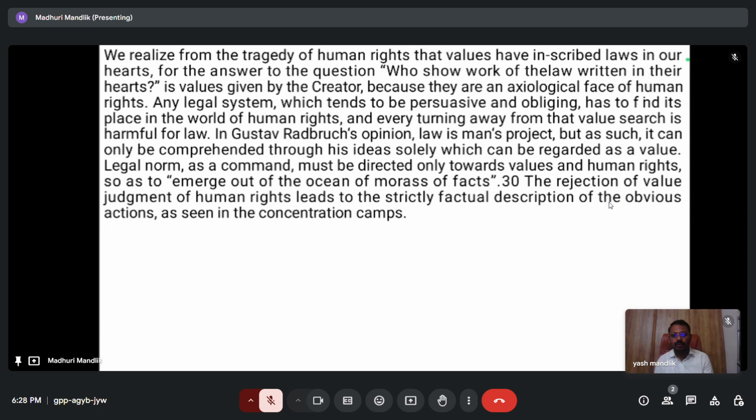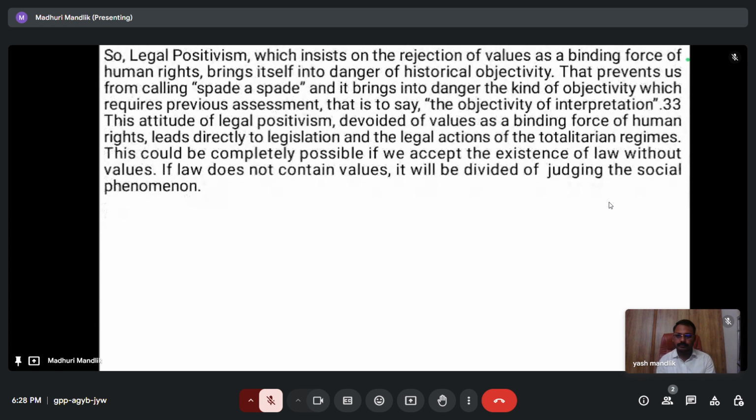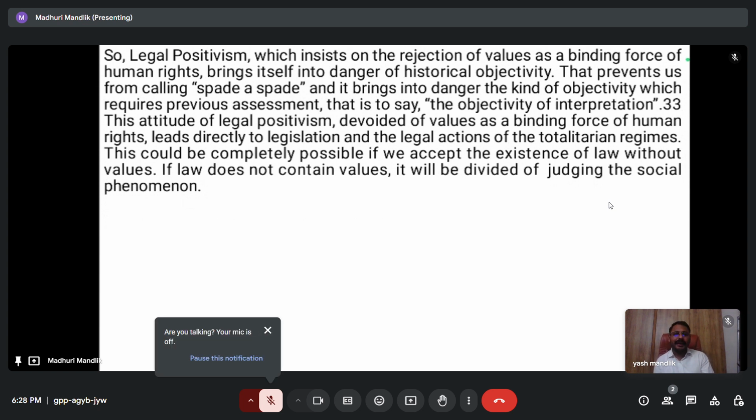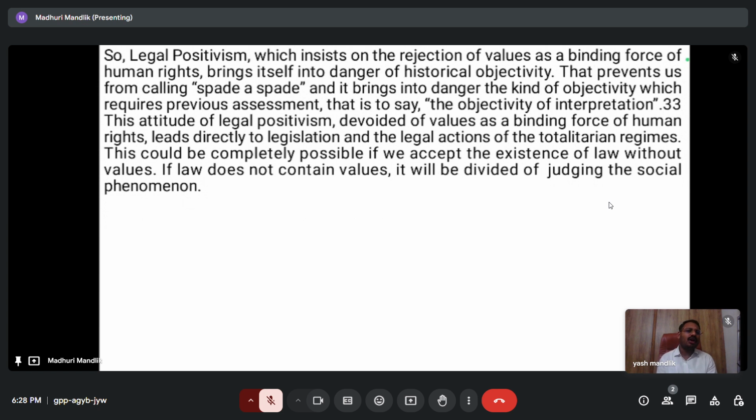The rejection of value judgment of human rights leads to a strictly factual description of the obvious action, as seen in the concentration camps. So legal positivism, which insists on the rejection of value, has a binding force on human rights, bringing itself into the danger of a historical objectivity that prevents us from calling a spade a spade, and it brings into danger the kind of objectivity which requires previous assessment, that is to say the objectivity of interpretation.